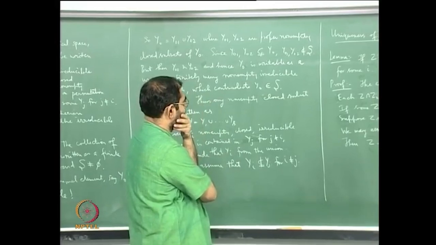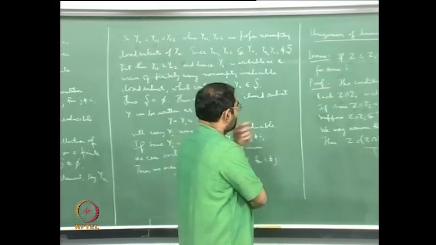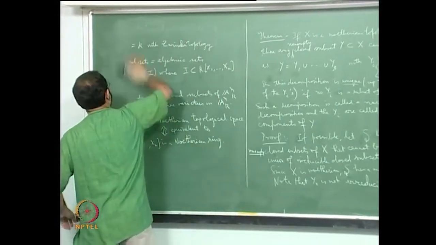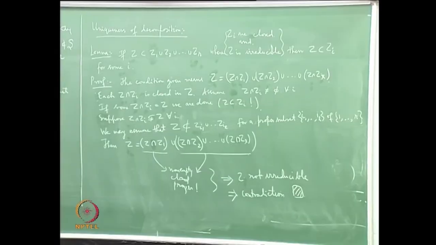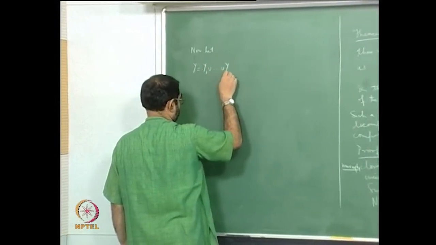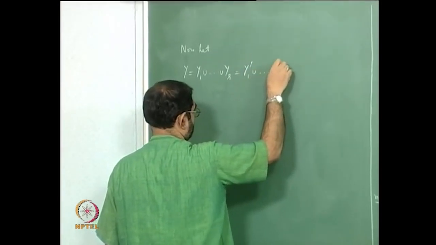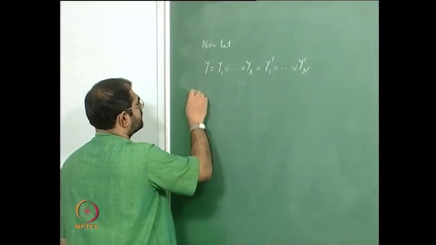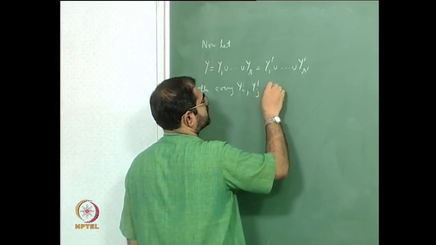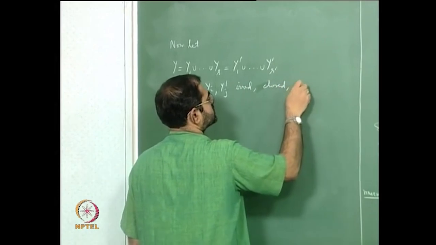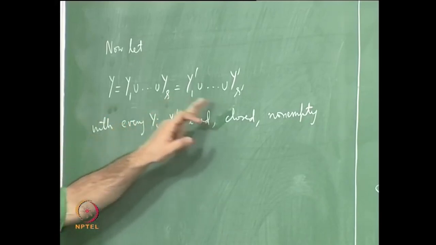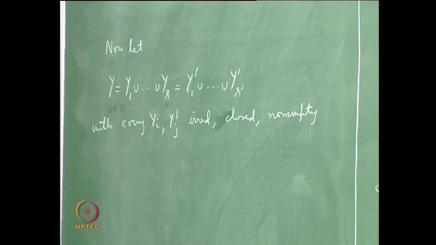Okay. Now, let's apply that to the uniqueness of decomposition. So let me go back here. Now let Y equal Y1 union ... union Ys, and let that also equal Y1 prime union ... union Ys' prime, with every Yi and Yj prime irreducible closed, of course non-empty. What do you have to prove? You have to prove that s is equal to s prime, and that every Yi is some Yj prime for a unique j.